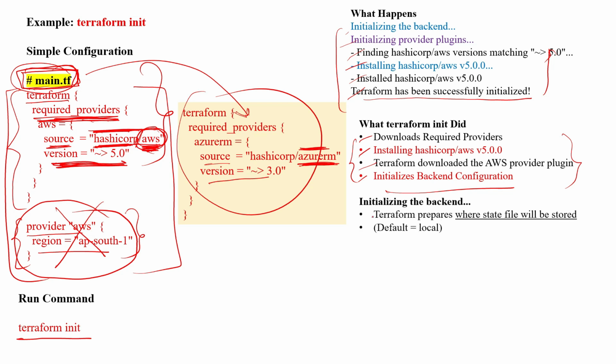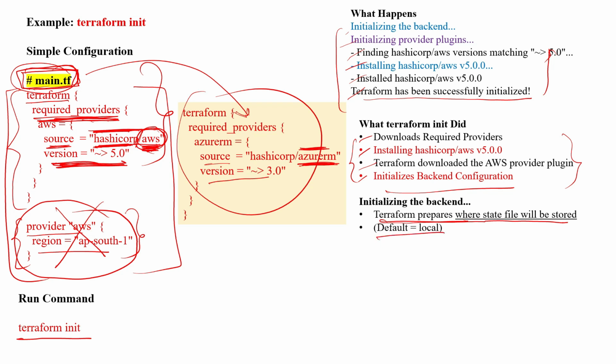Okay, so initializing the backend means Terraform prepares where the state file will be stored. As we discussed in the previous session, the state file has great importance in Terraform, because it contains all the resources that you are going to configure, or whatever resources you have configured in the cloud. All this information is maintained in the state file. So when you initialize, Terraform prepares where the state file is going to be stored. This state file can be stored locally or remotely as well.